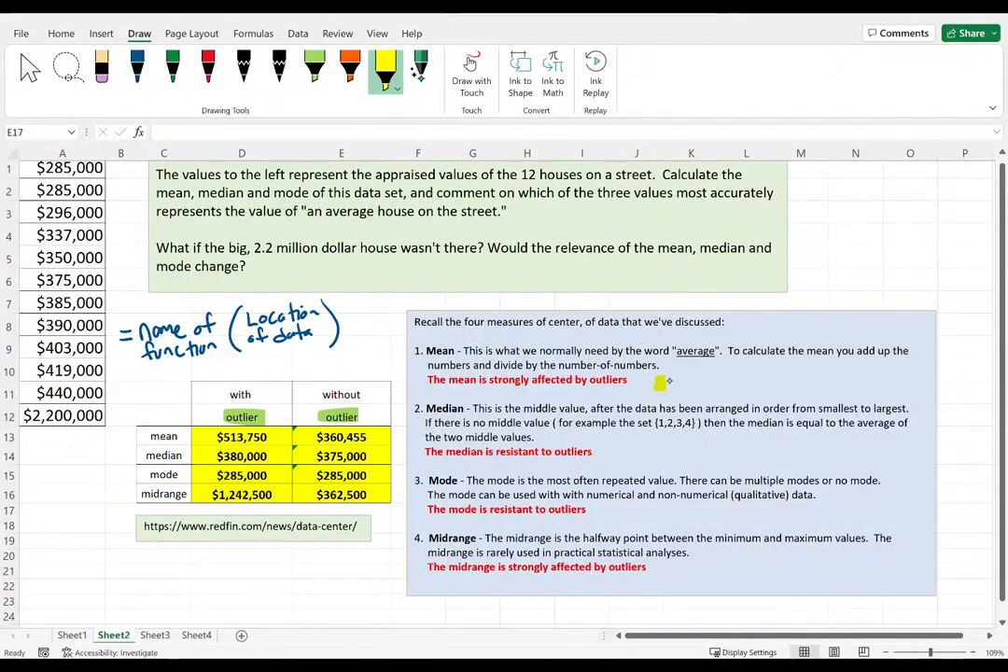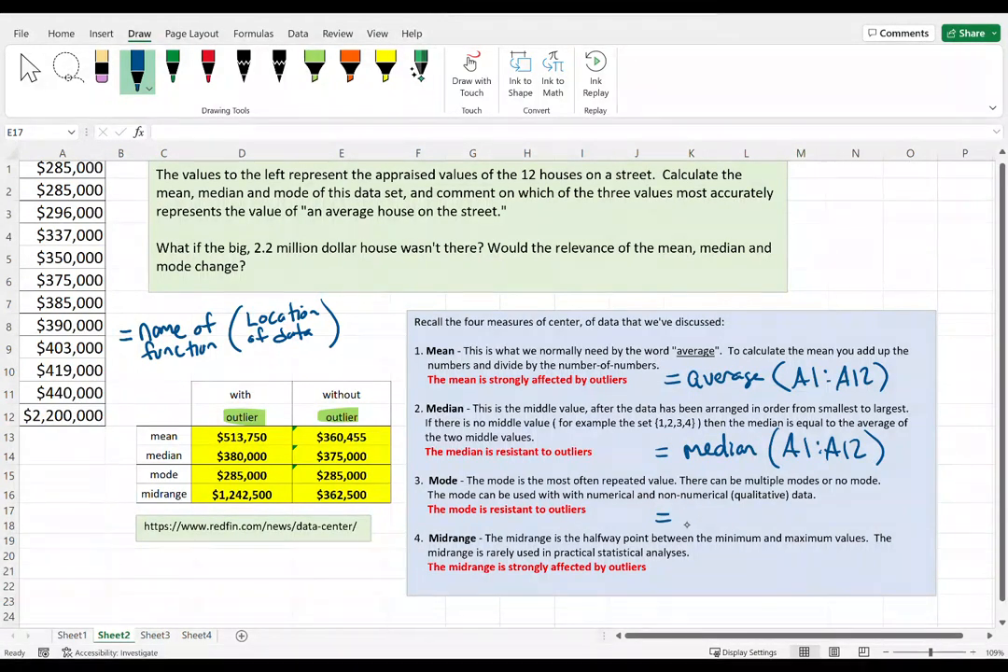So that was equal average, A1 through A12. Now you could change the A1 to A12 to whatever location is of the data you have on your screen. For median, it was equal median, A1 through A12. For mode, it was equal mode. But again, I'll put an asterisk here because this function only works if there's only one mode. So just use that with caution.